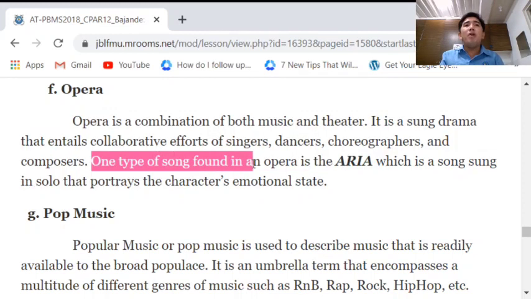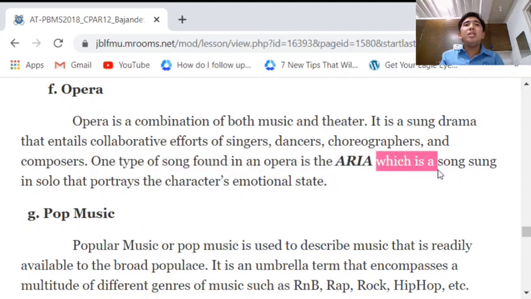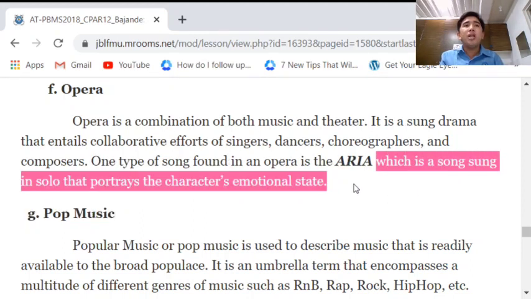One type of song found in opera is what we call aria, which is a song sung in solo that portrays the character's emotional state. Okay? If you search aria over the internet, that is what we will do. The aria that was performed by Maika Basero on YouTube. If you want to search Maika Basero on YouTube, you can. Because that aria is performed there. And that's a part of opera.